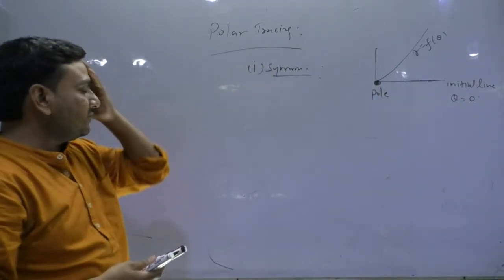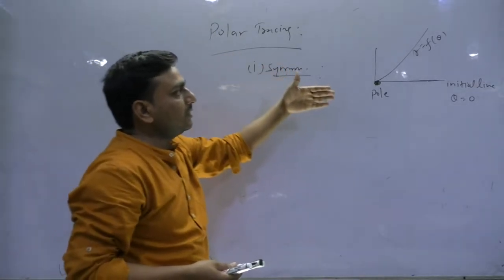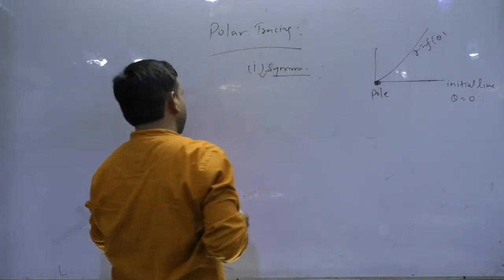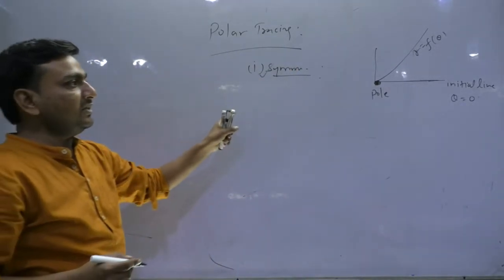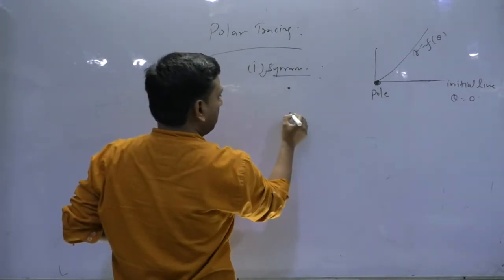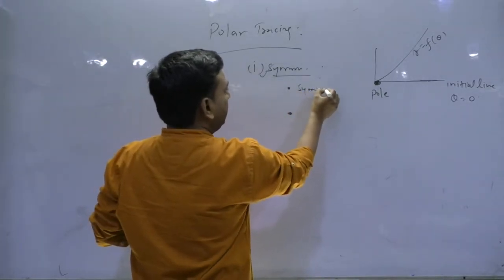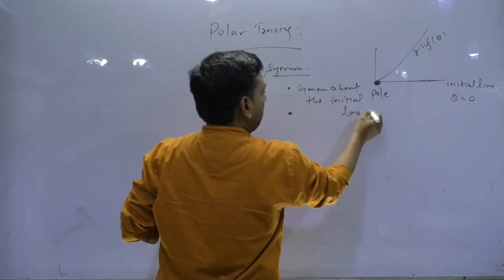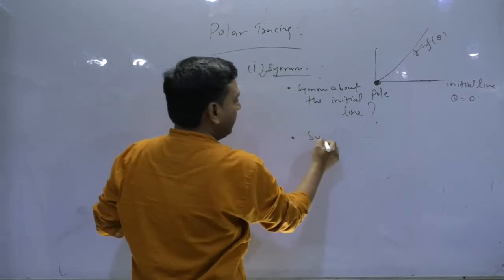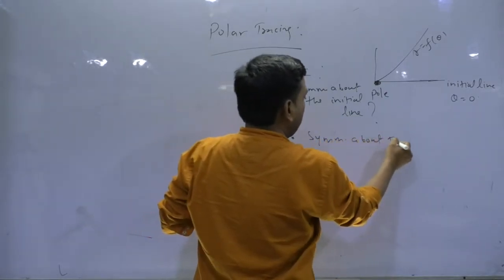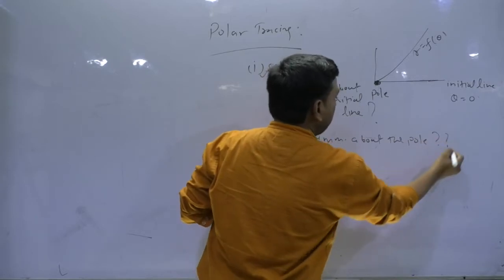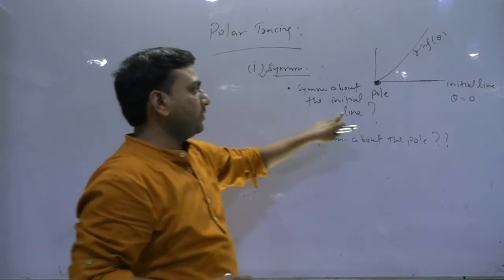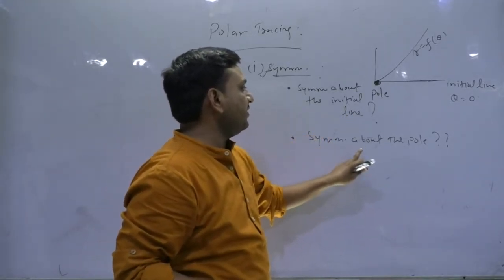So when we try to trace the curve in the polar form, number one component is symmetry. To get the symmetry, we need to work on two points: symmetry about the initial line, or symmetry about the pole. As the same thing we have done in the Cartesian form, the pattern will be the same here.